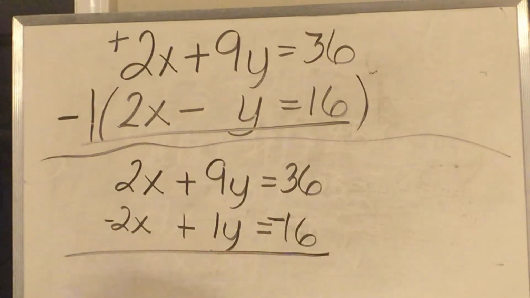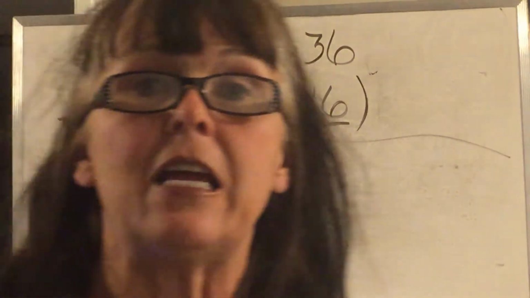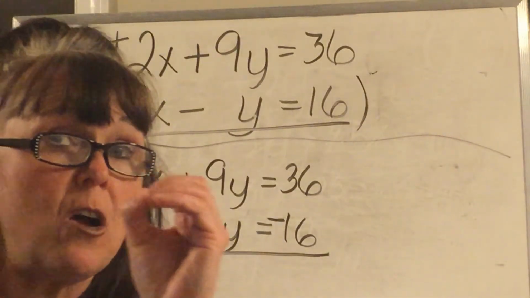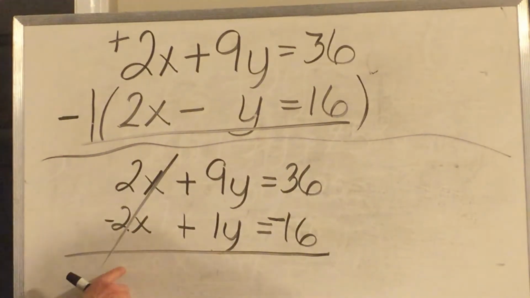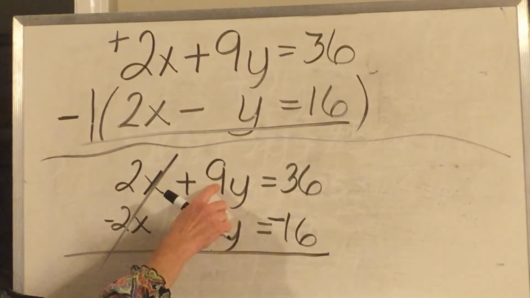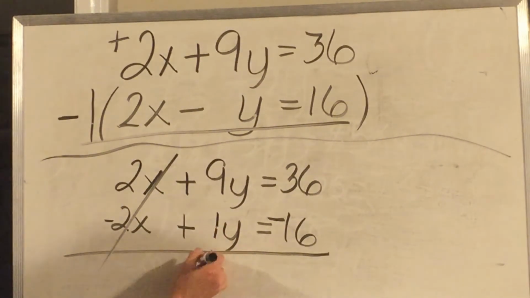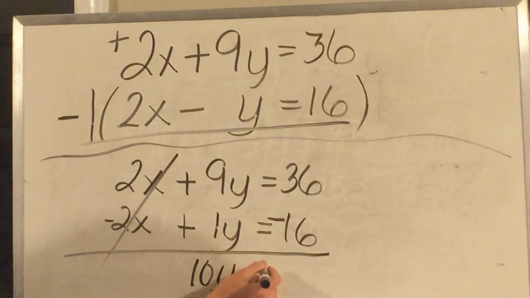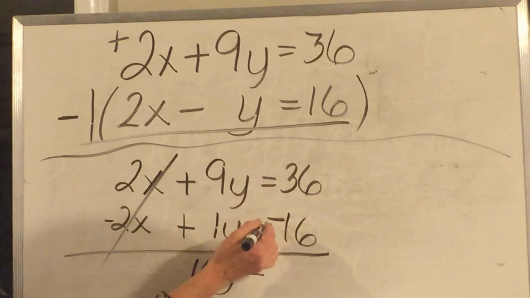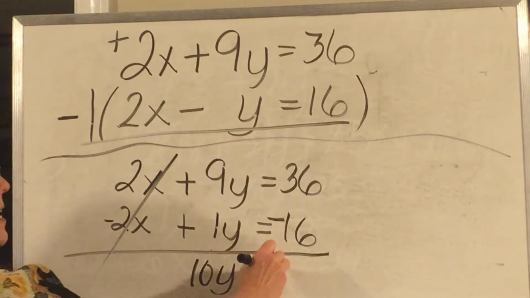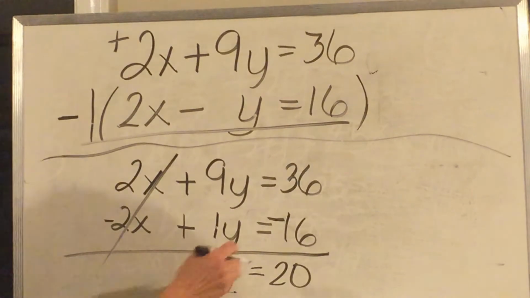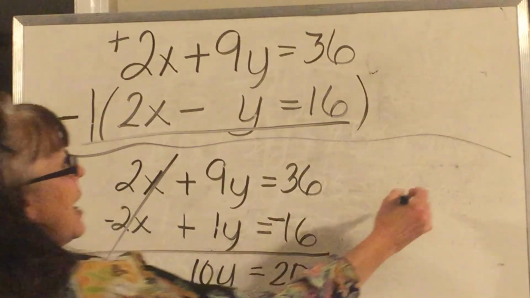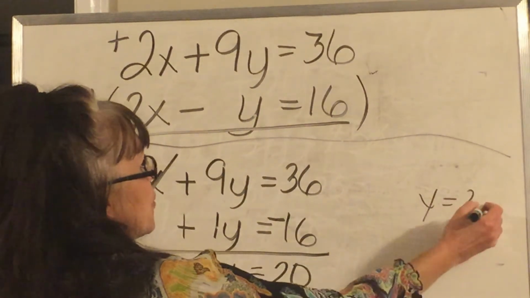Now do the math. Well, x's add and subtract with other x's, and, you know, they're opposites, so it's going to give you a 0. So what have I been doing? I'm just going to cross them out and not put anything. 9y plus 1y, that's going to give me 10y equal 36 minus 16, which is going to give me 20. Divide by 10, and y is going to be 2.